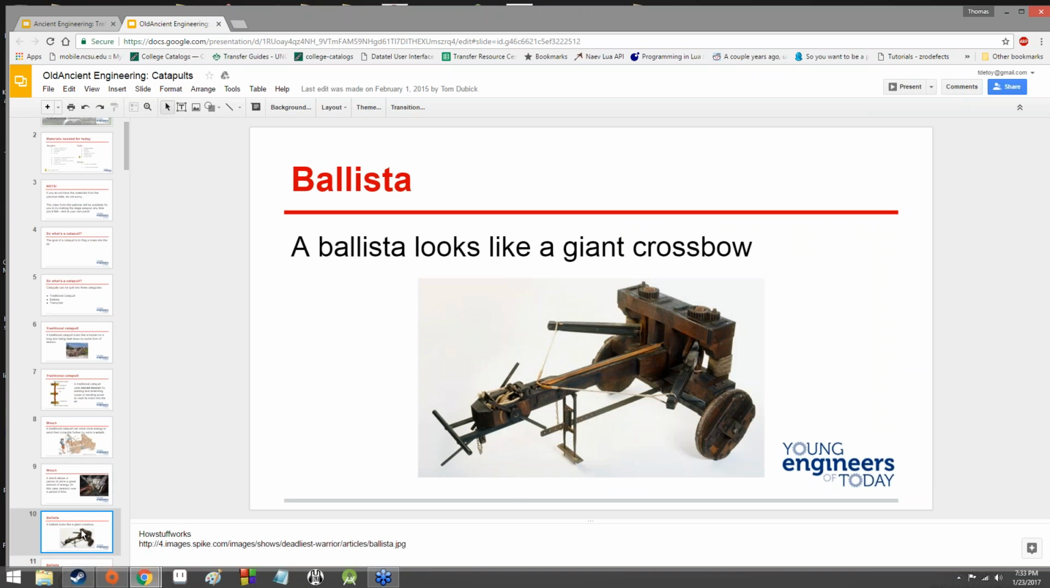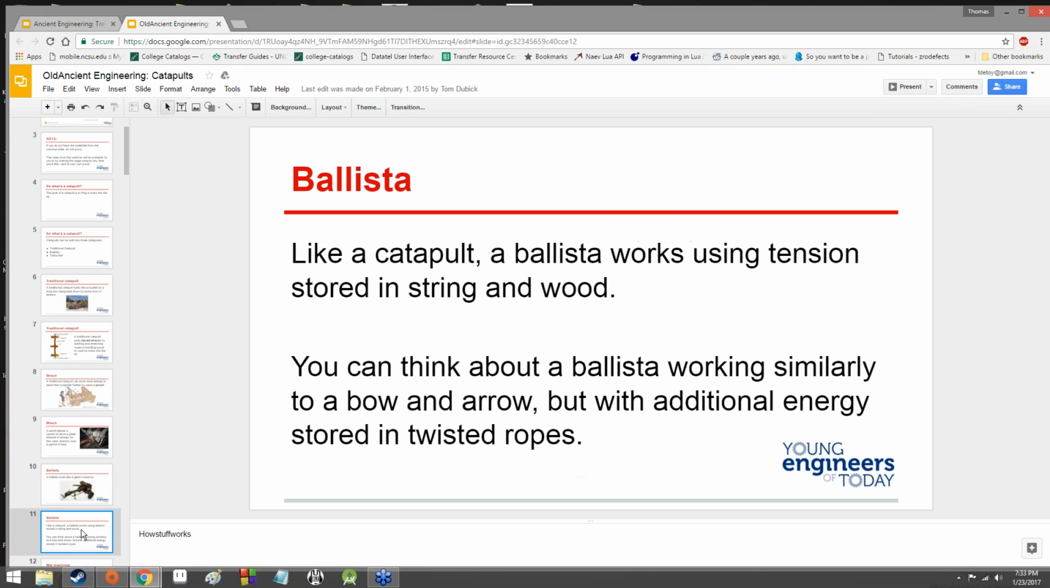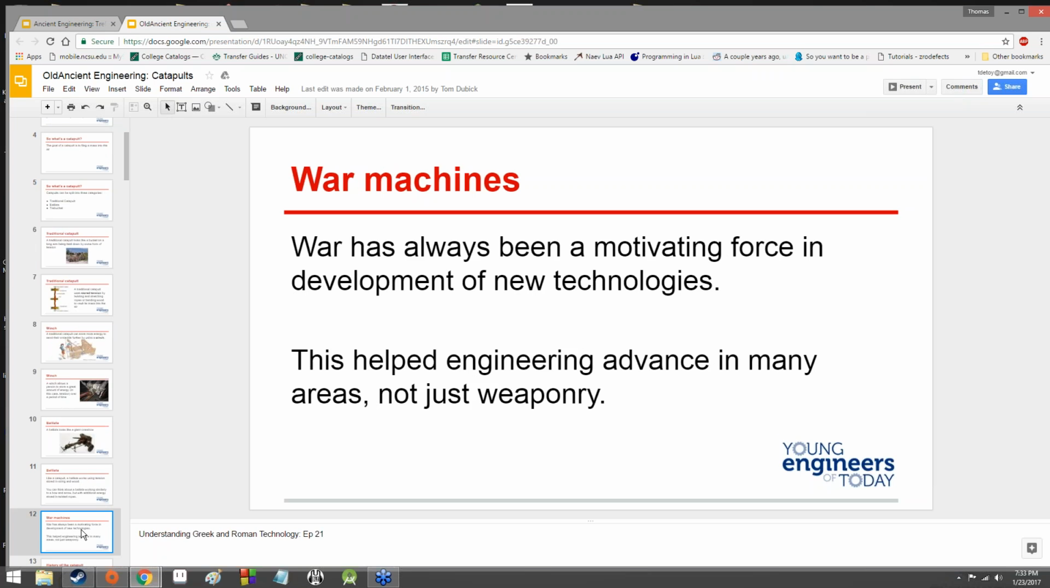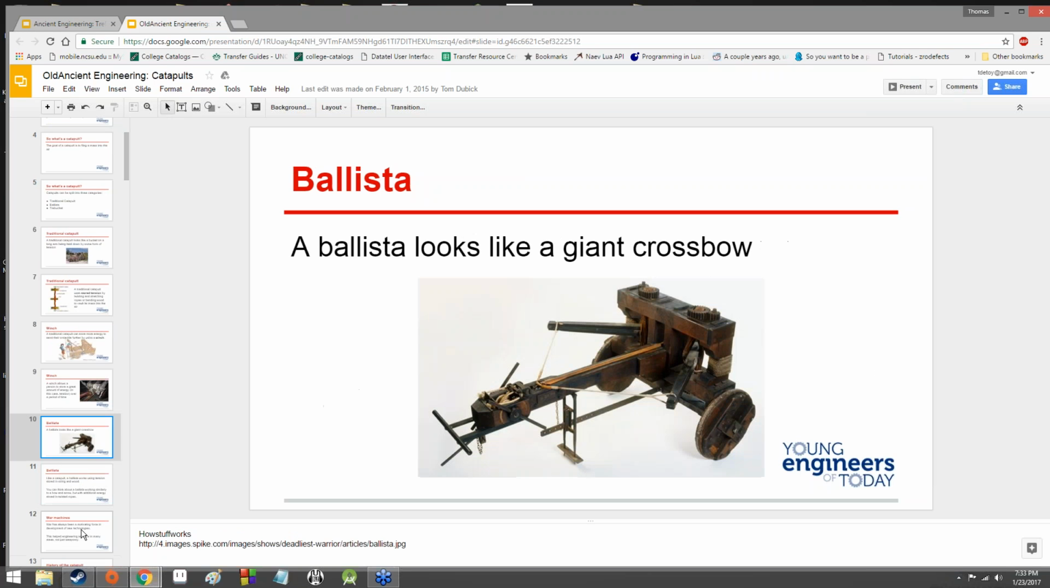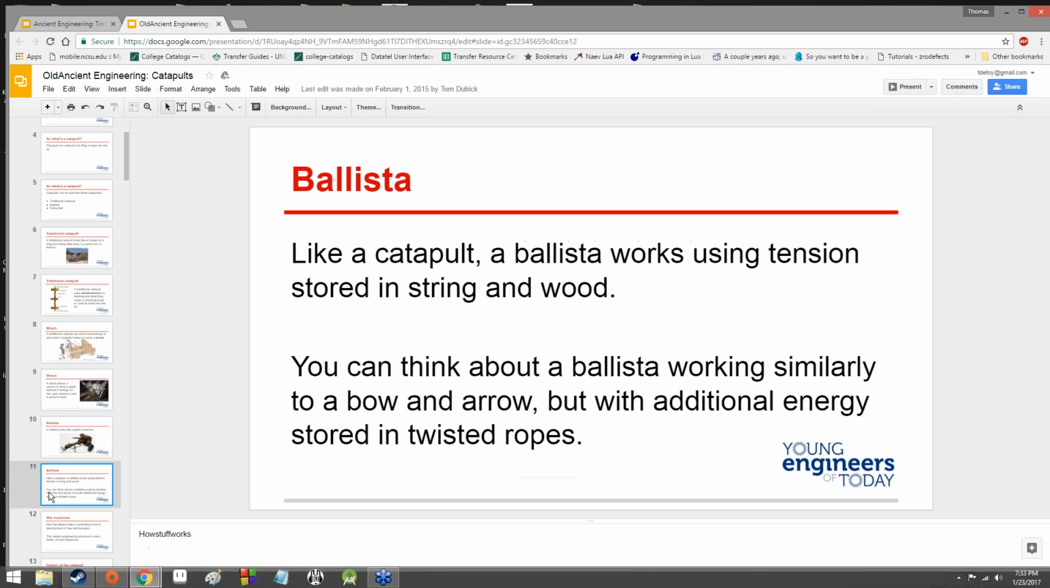So then you got ballistas, which you guys are familiar with. They look like a giant crossbow. So like a catapult, as you guys know, a ballista works using tension stored in string and wood. You can think about a ballista working similarly to a bow and arrow, but with additional energy stored in twisted ropes. So, pulling winching everything back as well, there's some energy stored there as well.